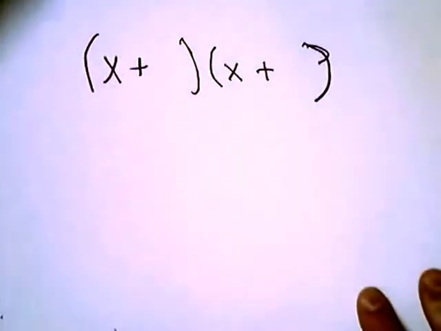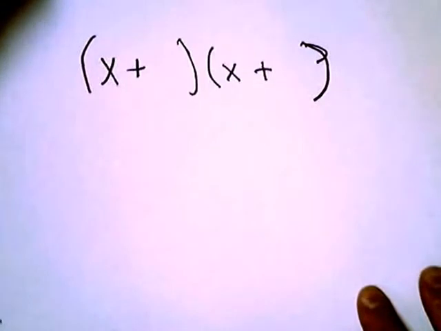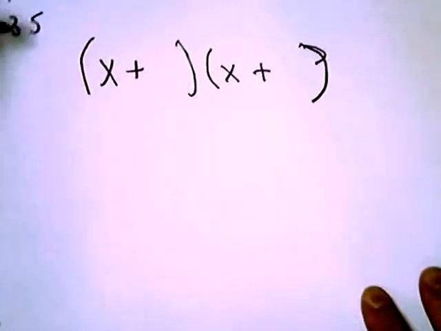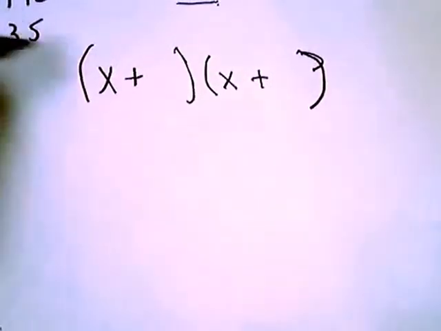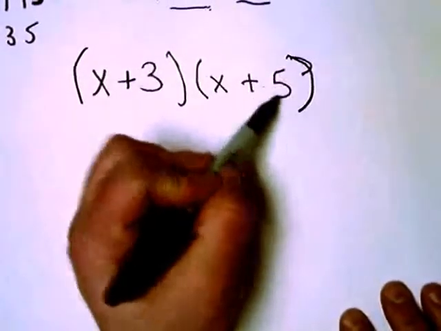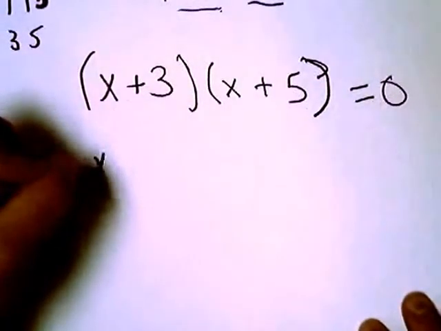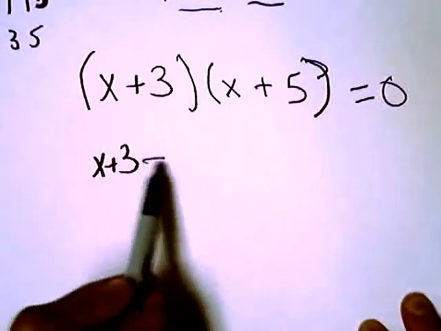If I do a factor list for 15, I do 1 and 15, and 3 and 5. Well, 1 plus 15 is not 8, but 3 and 5 is. So here and here. Now those are set equal to 0, so I just need to do them individually equal to 0.